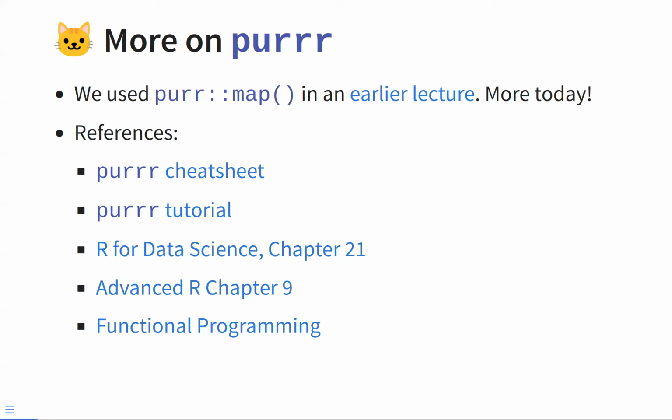We've already encountered the function map from the purrr package. Today we're going to learn a bit more about it, but as usual, I'm only going to be able to scratch the surface of this topic, so I'd strongly encourage you to learn more. You can consult the purrr cheat sheet, the purrr tutorial, and also some chapters from the books I've mentioned in earlier lectures, R for Data Science and Advanced R, both of which are freely available online.